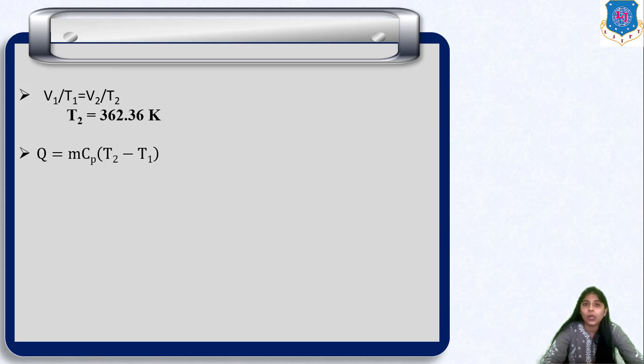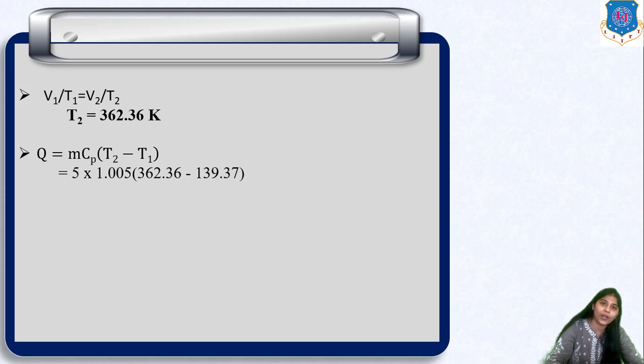Now we know that for constant pressure process heat supplied is mCp T2 minus T1. So we found the value of T1, T2. Cp is already mentioned in the question. And M is also given in the question. So substituting this value, M is 5, Cp is 1.005 kilojoule per kg Kelvin, T2 is 362.36 Kelvin. T1 is found out to be 139.37 Kelvin. So Q will be 1120.52 kilojoule. Okay. So this will be the value of Q. Okay, so we have derived Q in terms of kilojoule. That is why the value of Cp is being taken in kilojoule per kg Kelvin.